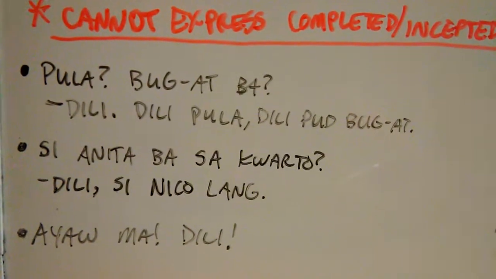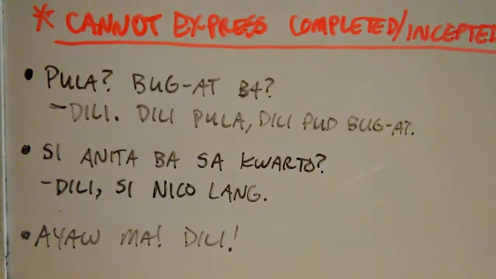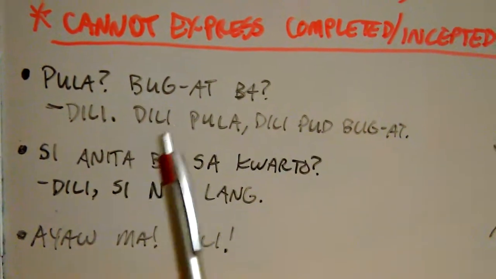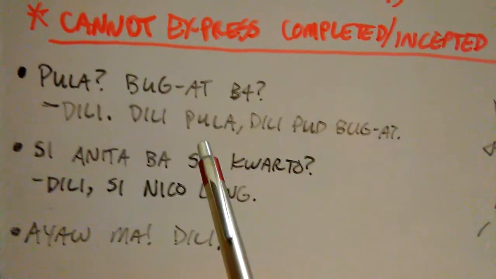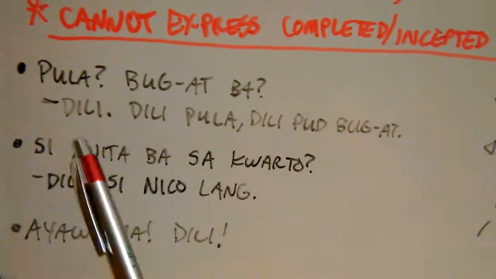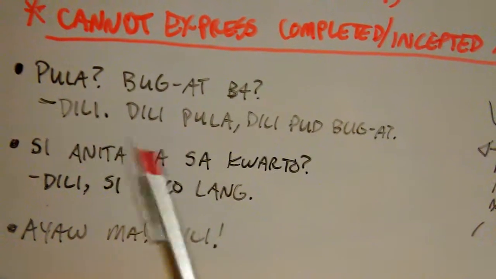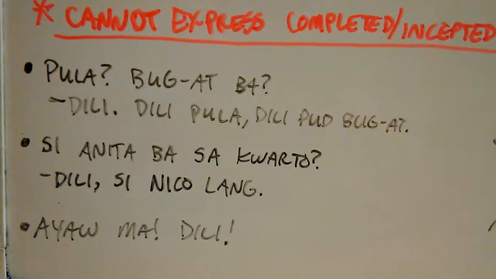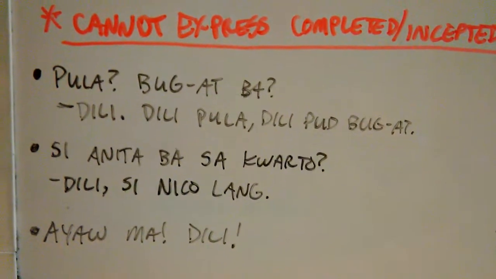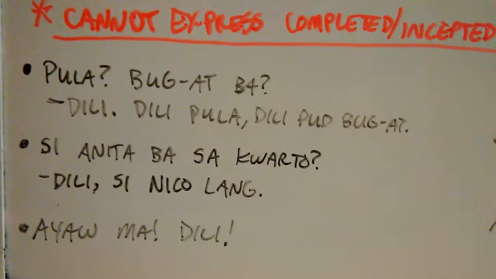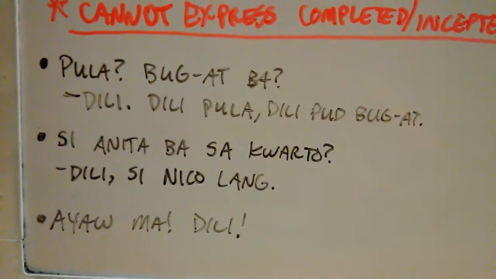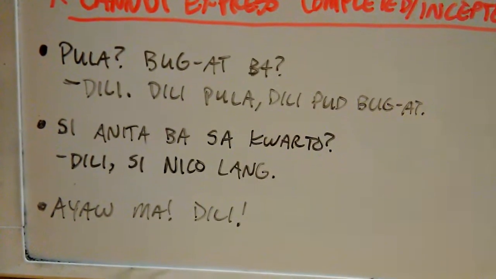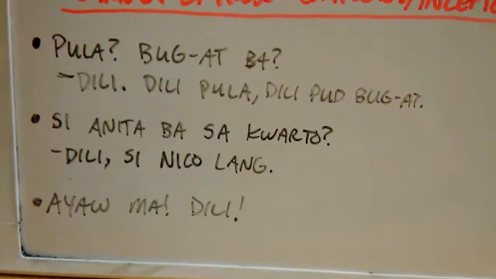So the first one we have is pula, bugat ba, right? And then we go there to answer it as dili. Dili pula, dili pud bugat. So dili meaning no, not red, not also heavy. So is it red? Is it also heavy? No, it's not red and it's also not heavy. Notice how it's not asking an existential question, right? It's asking if something is something or not, right? It's an equivalent. Okay, is it this or is it not?